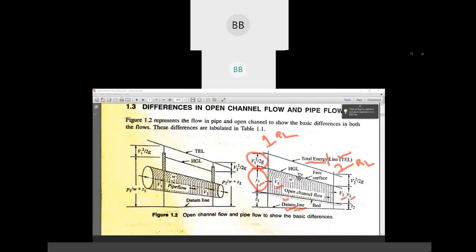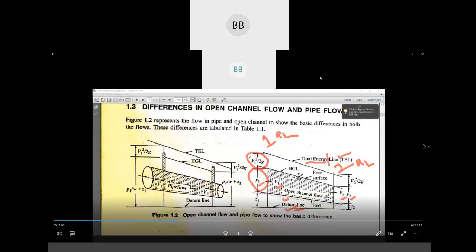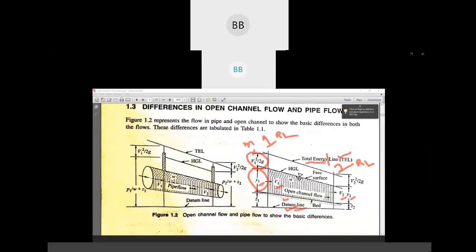So in specific energy, we have only two: kinetic energy head and potential energy head. In total energy, we have kinetic energy head, potential energy head, and datum head. All the units are in meter: the kinetic energy head, Y1, and Z1, the datum head, are all in meter. So the total energy you calculate will be in meter.